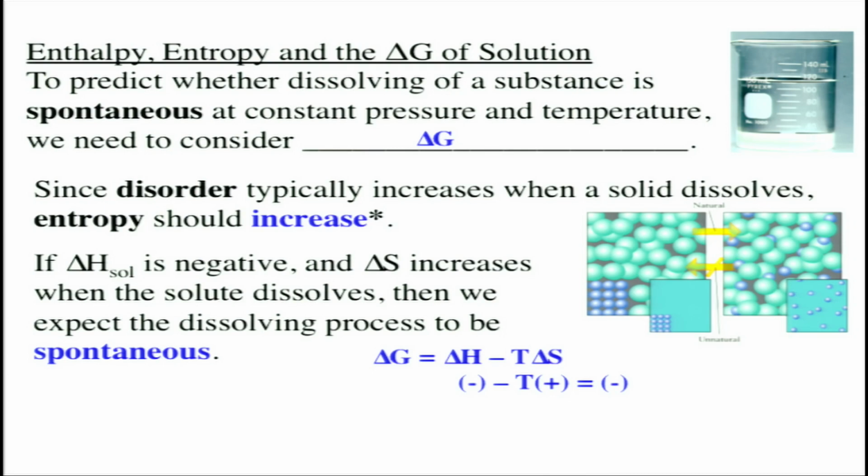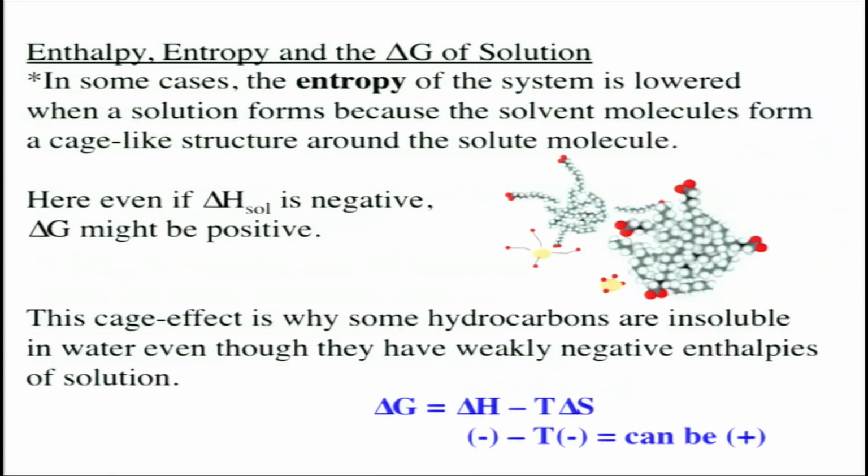So if this is negative and delta S is increasing, so if this is negative and this is positive, then you're going to have a spontaneous process here. So if you can put in your notes that this should be spontaneous under these circumstances. All right, so now let's continue on and think about getting around to the next one.